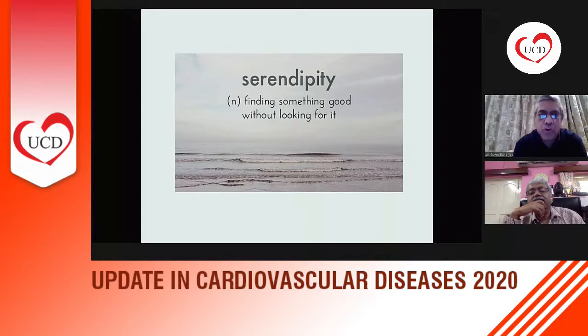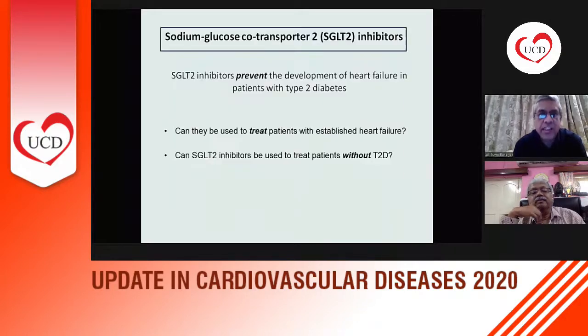And nothing could be a more perfect example than SGLT2 inhibitors, which were initially used in patients with diabetes, but later it was found that they prevent the development of heart failure. So the question is, can these be used to treat patients with established heart failure? And can they be used in patients even without diabetes to treat heart failure?